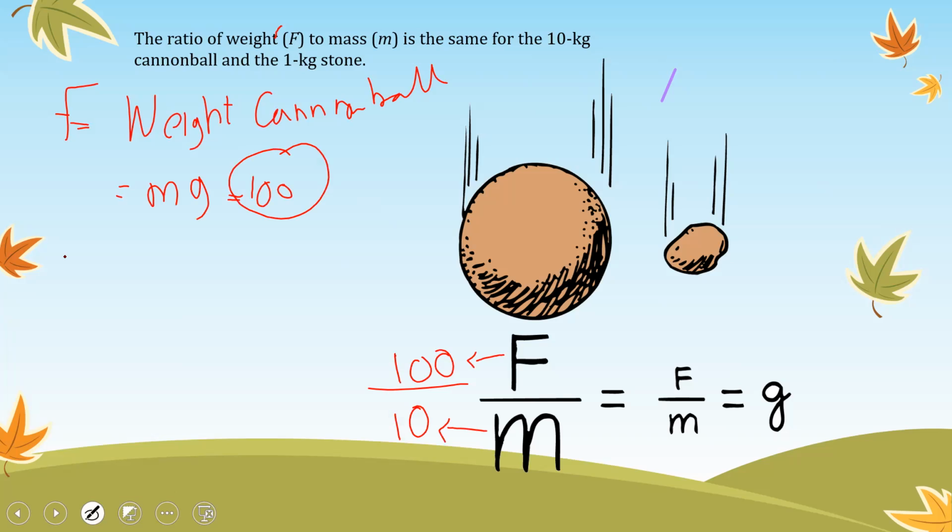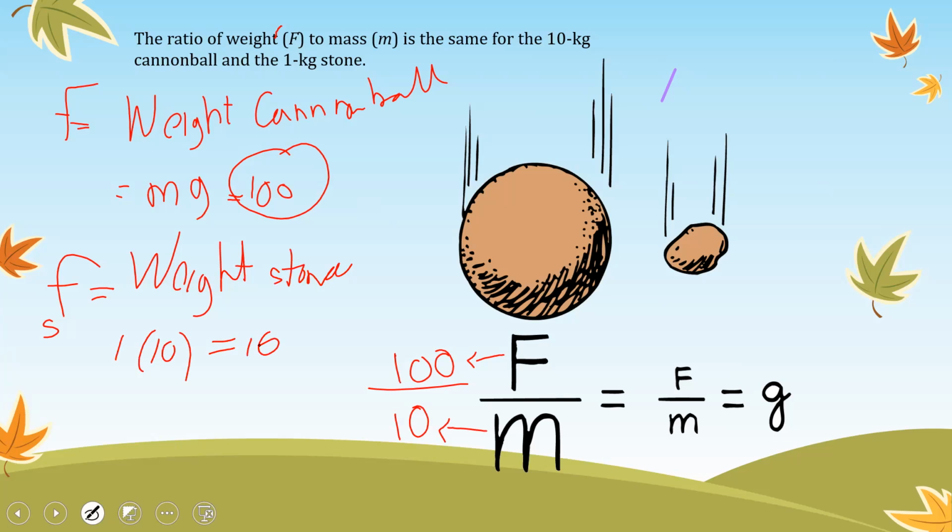Now let's find the force of the stone, which is the weight of the stone. I told you that the only force acting on any object that's falling down is its weight. So its weight, mg, is 1 times 10, which equals 10. So here it is 10, the weight of the stone, over its mass 1. Now let's divide. 100 over 10 is 10, and 10 over 1 equals 10. So the ratio of the weight of the stone to its mass equals the ratio for the cannonball, which equals g.